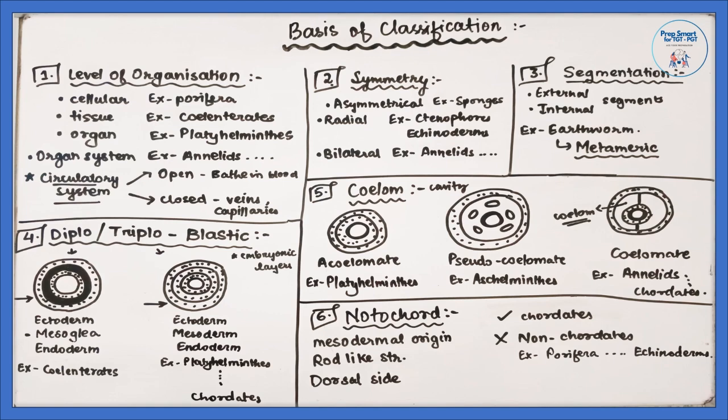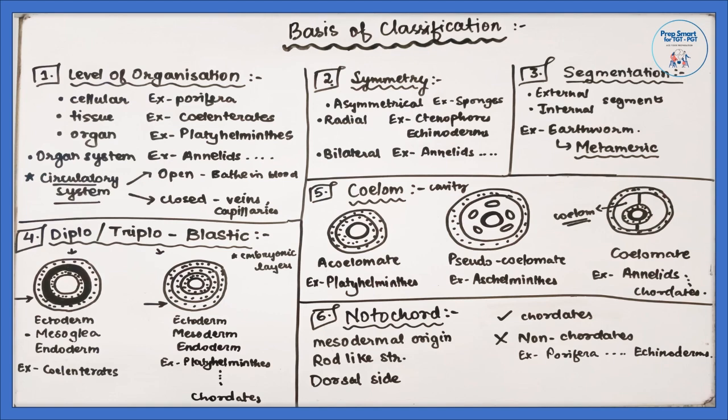The third one is segmentation. It is the serial repetition of similar parts along the length of an animal. It can be external segmentation or internal segmentation. Earthworms show metameric segmentation. Metameric segmentation is the linear repetition of body parts. The phyla which show metameric segmentation are annelids, arthropods and chordates.